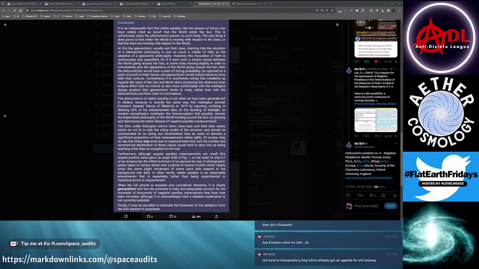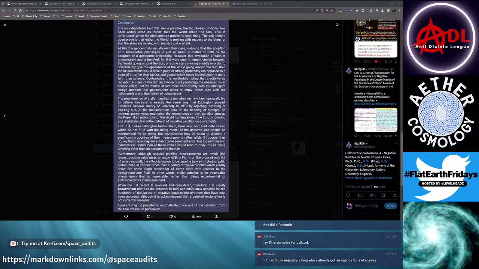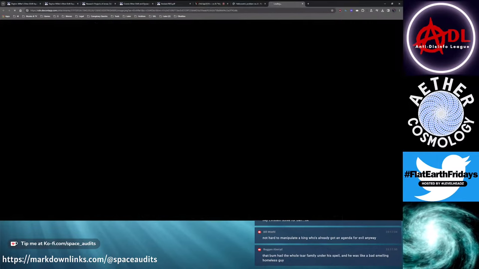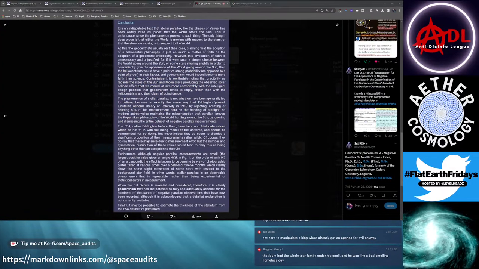Almost finished. To continue, the ESA, European Space Agency, unlike anything before them, have kept and filed data values which do not fit in the ruling model of the universe and should be commended for doing so. But nevertheless, they do seem to dismiss a significant proportion of their measurements rather glibly. I kind of like that word, glibly.